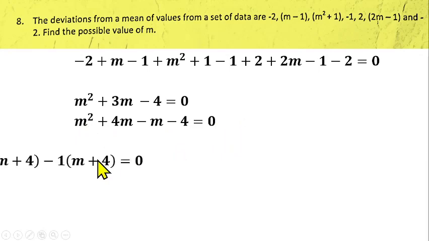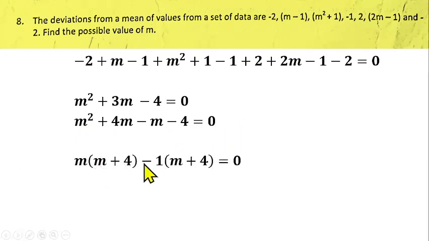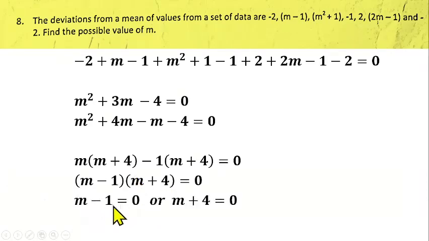Factorize this, m into m plus 4. Then factorize this as well, minus 1 into m plus 4 equals 0. So we have m minus 1 into m plus 4 equals 0. So m minus 1 equals 0, or m plus 4 equals 0. So m will be 1, or m is equal to minus 4.